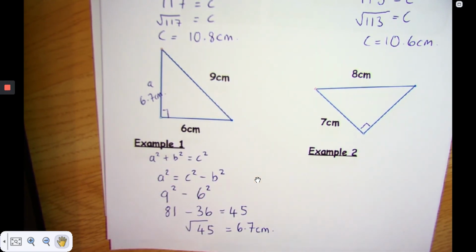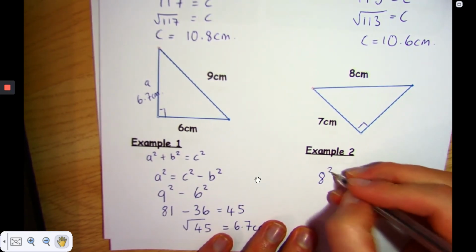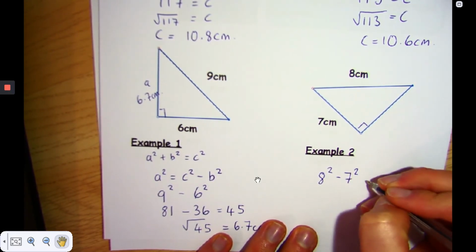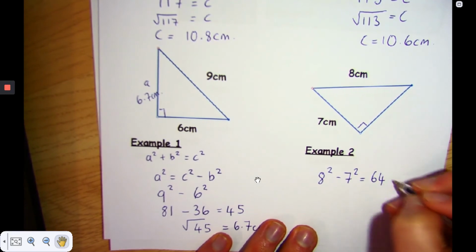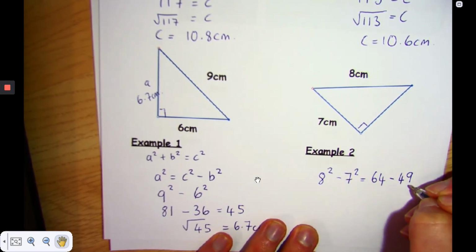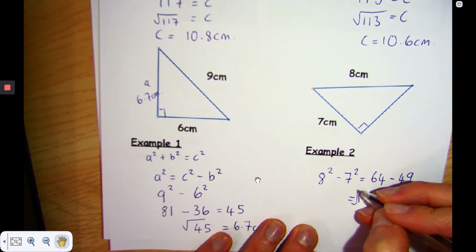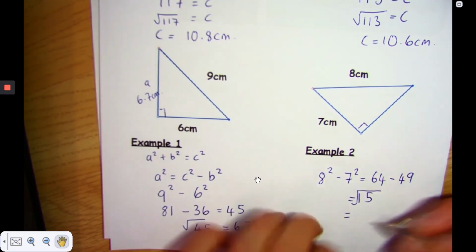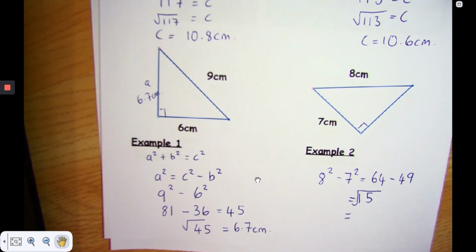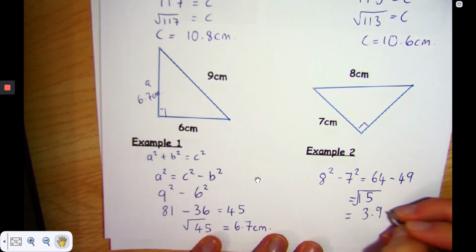For this one, we're going to do 8 squared minus 7 squared, which is 64 minus 49, which is 15. And remember we've got to work out the square root of 15, which is 3.9 centimeters. So the missing side here is 3.9 centimeters.